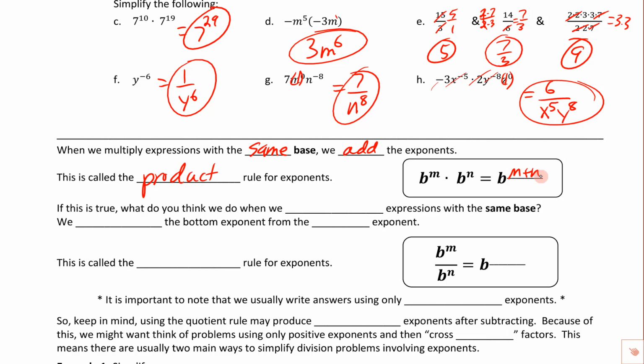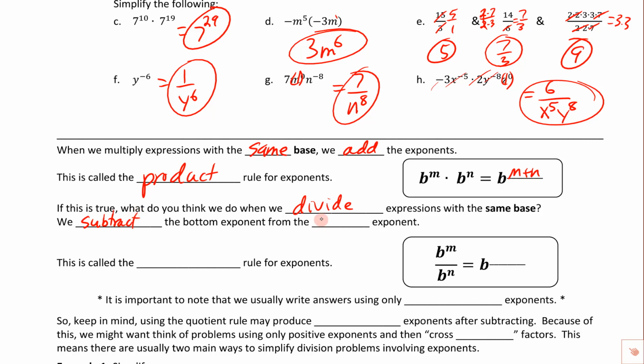Well, if that's true, I mean, stop and think about what we know about math. A lot of times we're just learning how to do something and undo it. Multiplication is related to division, addition is related to subtraction and stuff like that. So if this is true, if this rule with the products is true, what do you think we do when we divide expressions with the same base? Well, take a guess. If we add the exponents here, then what we do is we would subtract, and we do it in this order.